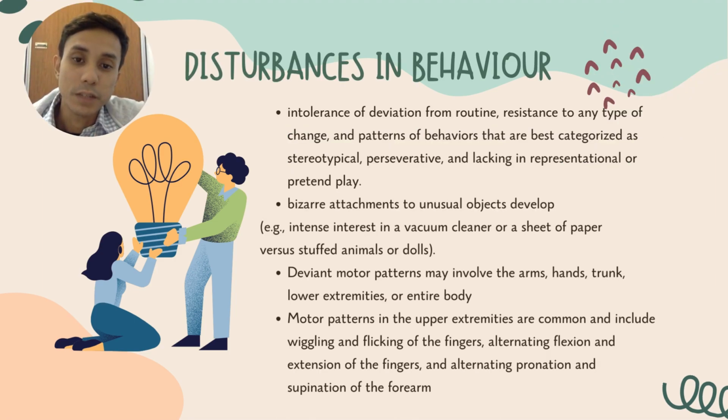Next, I will talk about disturbance in behavior. There is intolerance of deviations from routine, resistance to any type of change, and patterns of behavior that are best categorized as stereotypical, perseverative, and lacking in representational or pretend play. So they have a very rigid routine. They will not tolerate a change in their routine, and it can cause a tantrum. Next is bizarre attachment to unusual objects. It means having intense interest in, for example, a vacuum cleaner or a sheet of paper versus stuffed animals or dolls. The next one is deviant motor patterns, which may involve the arms, hands, trunk, lower extremities, or the entire body. Motor patterns in the upper extremities are common and include wiggling and flicking of the fingers, and alternating flexion and extension of the fingers.